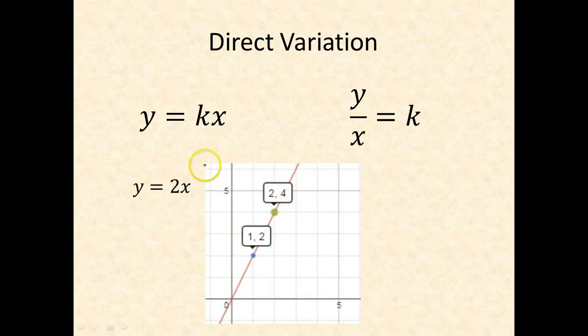We have y equals 2x, that's a line. It goes through 0, 0, which happens to be the only point where this doesn't work because you're not allowed to divide by 0. But if you look at this point, y over x, 2 over 1 equals 2. If you look at this point, 4 over 2 is 2. So the y value, or the output, is always 2 times the x value, or the input. So this is direct variation. Direct variation is always going to be a line that goes through the origin, and the slope is this constant of variation.